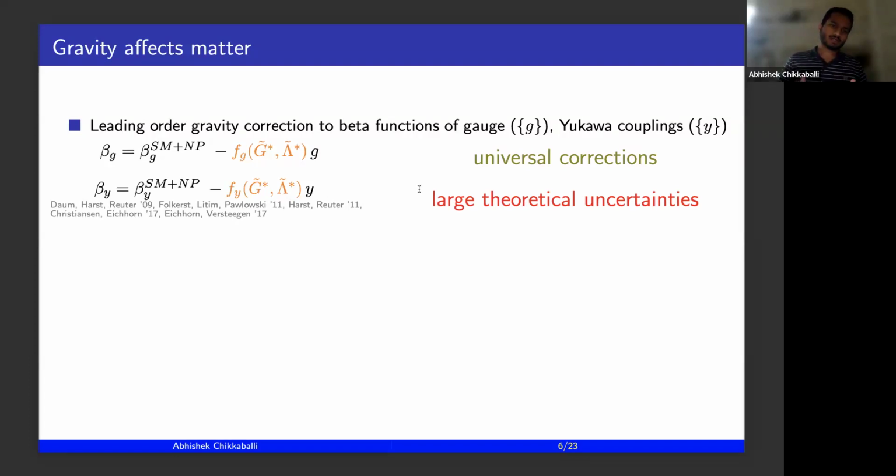Note that there are large theoretical uncertainties in the computation of Fg and Fy due to different regulator choices or even gauge choices and the truncation schemes in the gravitational sector. So one way to go about this is to demand UV completion due to these gravitational corrections and see what values of this parameter fulfill such a condition and what the consequences of it are.